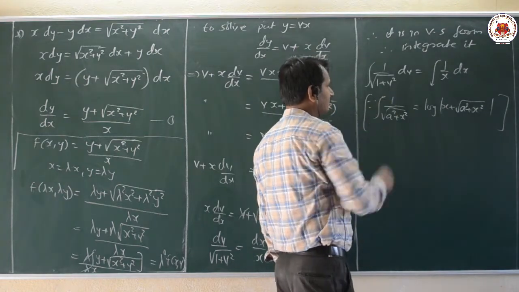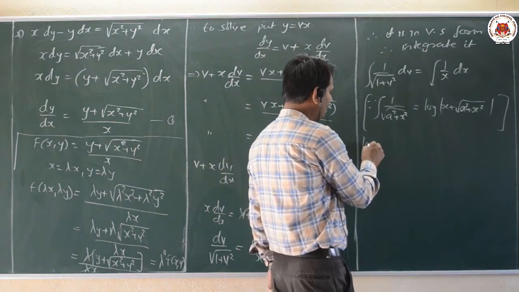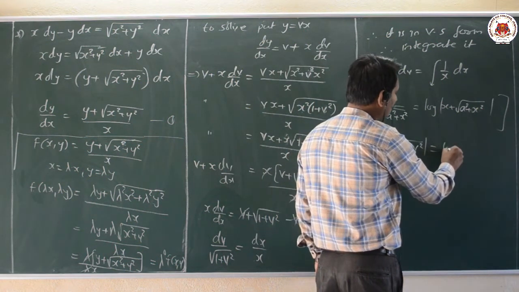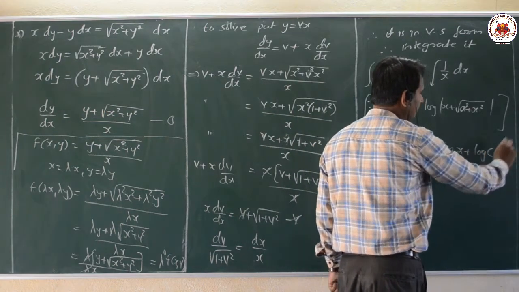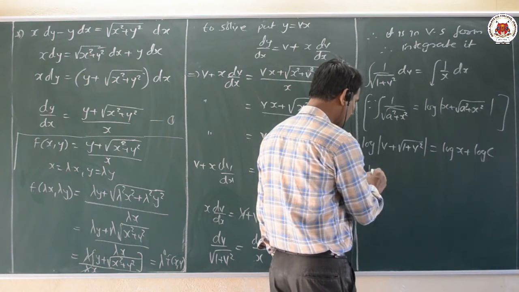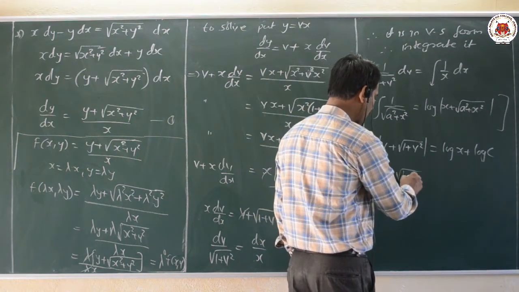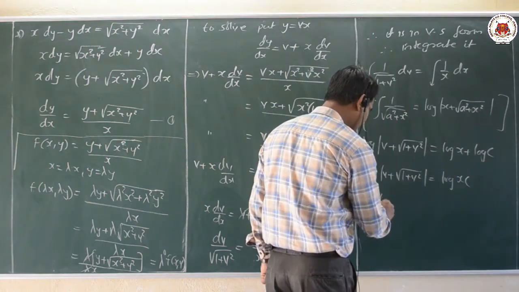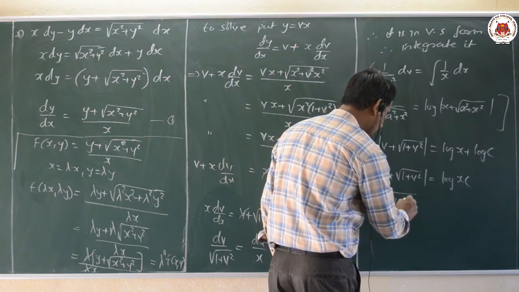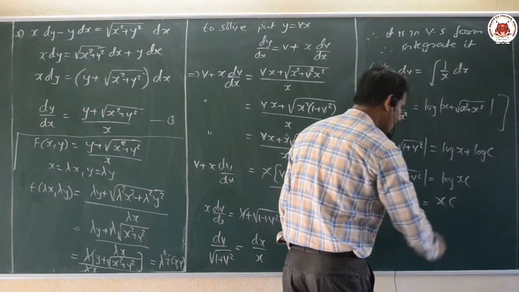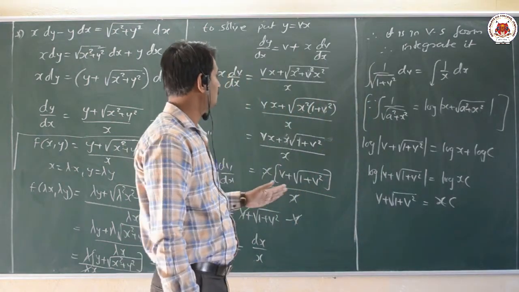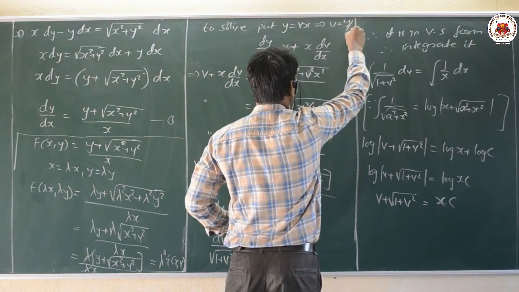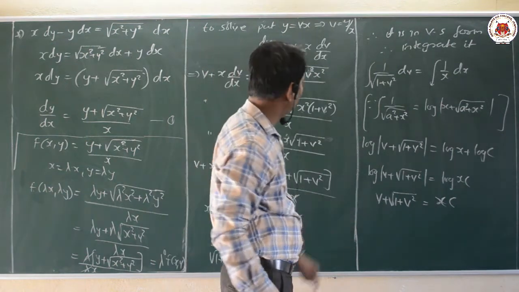So we can write log of v plus the root of 1 plus v square equals log x plus log c, where c is the integral constant. Now making use of the properties of logarithms, log of v plus the root of 1 plus v square equals log of xc. So the log gets eliminated, and the remaining part is v plus the root of 1 plus v square equals xc. Now what is v here? We also need to substitute that: v is equal to y by x.